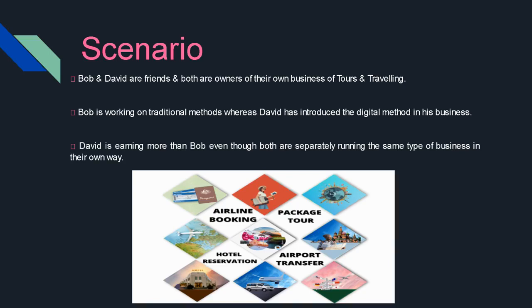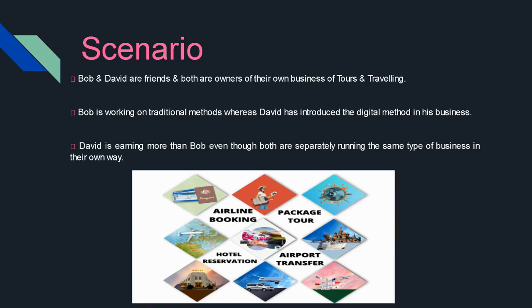In this scenario, there are two friends, Bob and David, who work in the same business, in the tours and tourism business. But David earns more, whereas Bob earns less. The question now is why David earns much more than Bob. Because David uses the digitalized way, whereas Bob uses the traditional way.